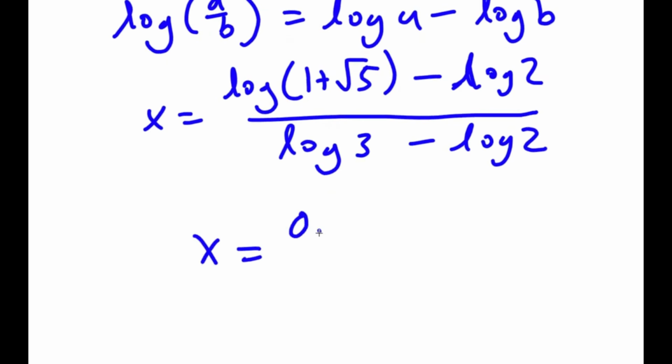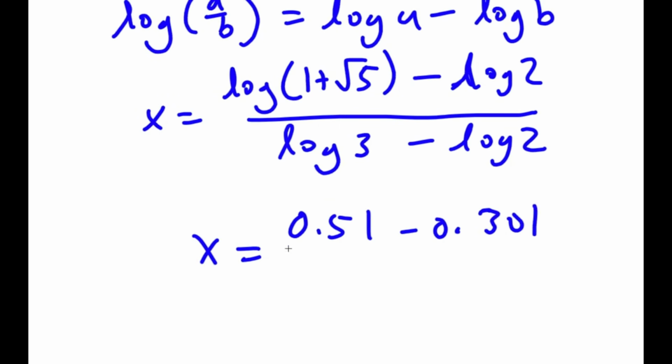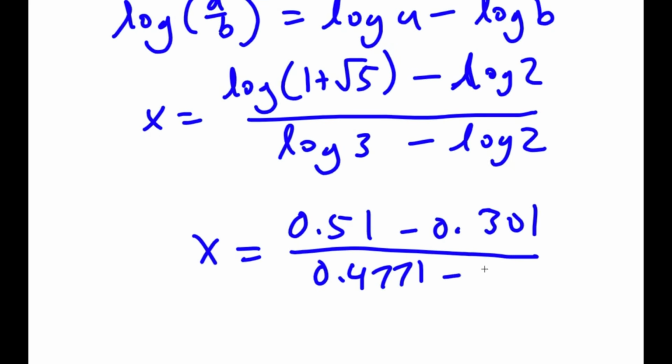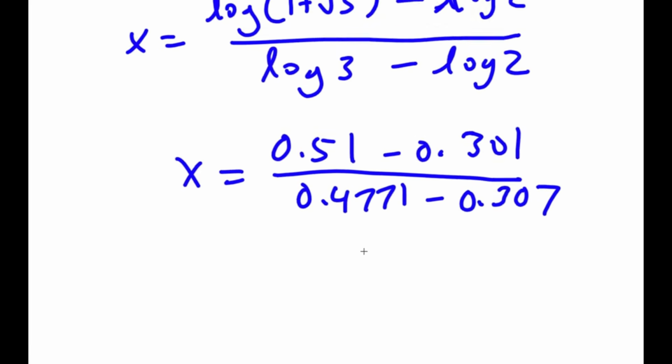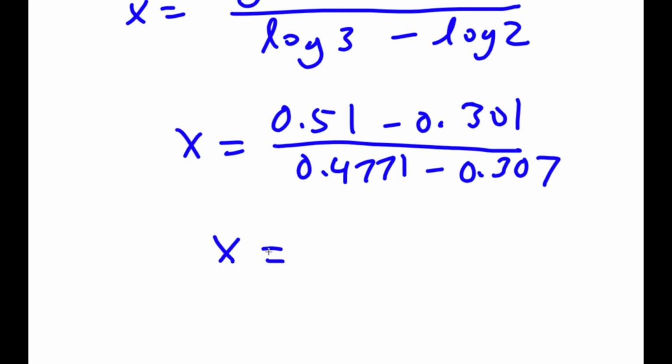Now this is equal to 0.51 minus 0.301 divided by 0.4771 minus 0.307. And if you simplify this, you get x is equal to 1.868.